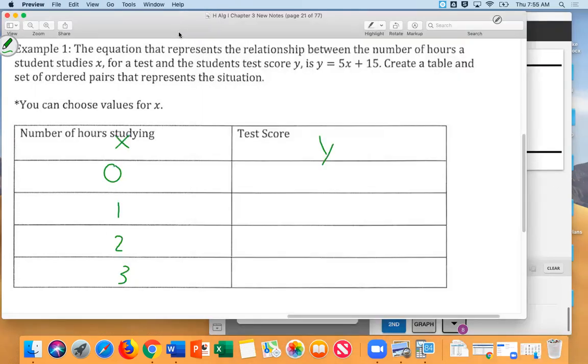So I would just plug that in: 15, 20, 25, 30. Not a very good test, right? This test is probably for like the bar exam, where you have to spend many, many hours studying. Do you guys see how I created that table?